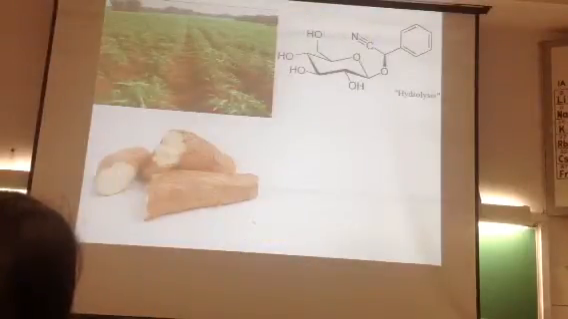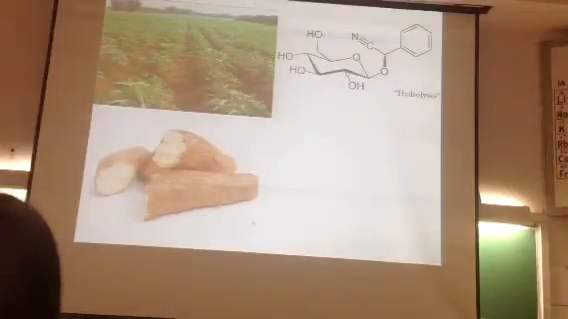Does anybody know what that little funny thing on the lower left-hand side is? Growing up on this? Rebecca? It looks like yucca. I think it's probably even the same thing. A huge part of the population on this planet uses it as one of its primary food sources, primarily around the equator. It's actually called cassava.